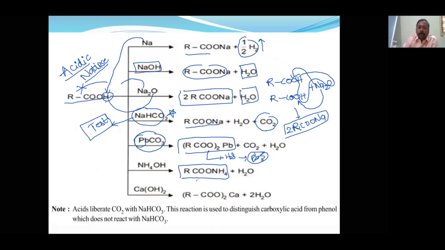What is it called? Ammonium carbamate. Okay. Its name is what? Ammonium carbamate. Understood? Then calcium salt, dry carboxylation test. This we have studied in the aldehyde preparation, ketone preparation.